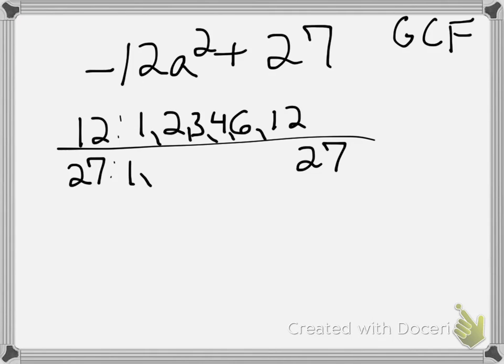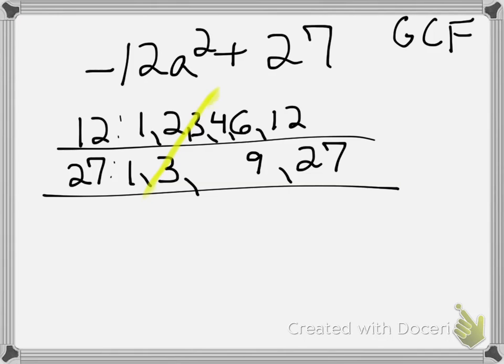27, it is odd, so 2 will not go into it. 3 times 9 does go into it. 4 does not, 5 does not, 6 does not, 7 does not. So that one is done. Now my greatest common factor here is 3. So that means I'm automatically going to write down 3 and then my parenthesis, because that's what I'm factoring out.